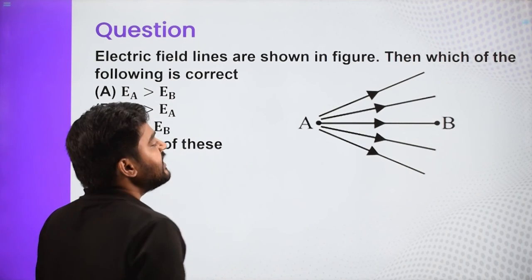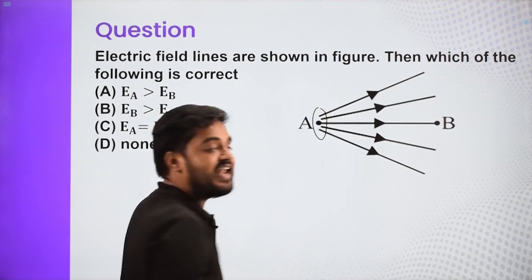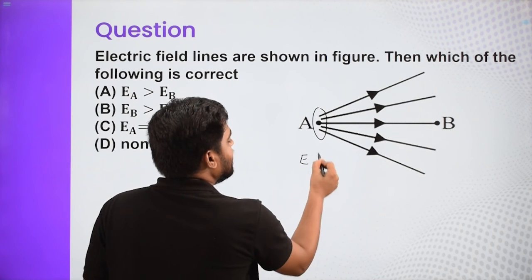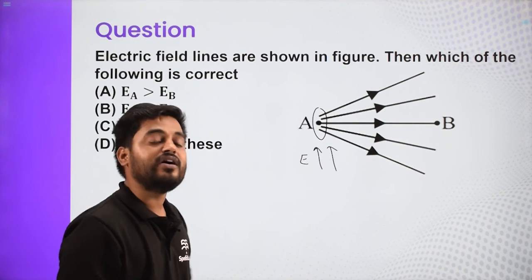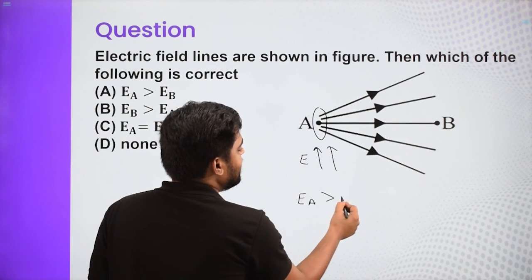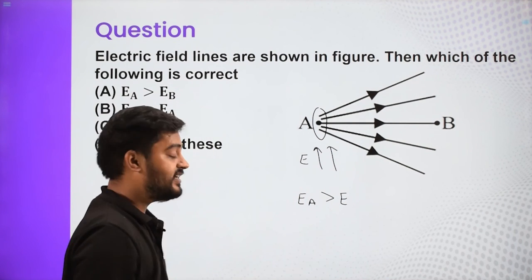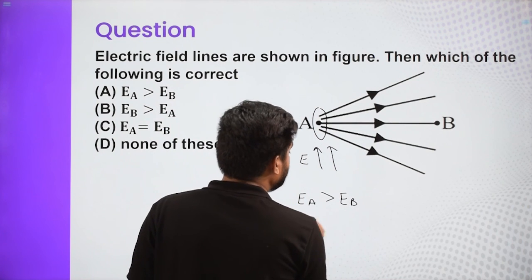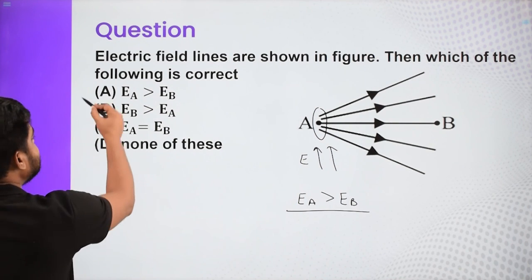First, in this region the field lines are closer, and closer means the field is bigger here, or the field is stronger here when compared to B. So we will say the electric field strength, or electric field intensity, is greater at point A when compared to point B. So option A is correct.